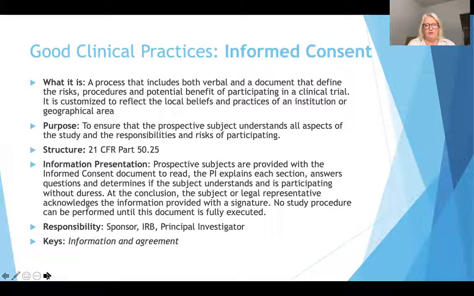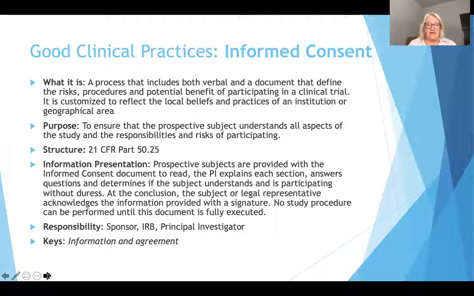It's also important to note that at the conclusion of this discussion, the patient or potential subject needs to acknowledge the information that has been conveyed to them and do so with a signature on an IRB or ethics committee approved informed consent form. No study procedure can be or should be performed until that document is fully executed. So it needs to be signed by the PI as well as the prospective patient, prior to any study procedure being done on them.